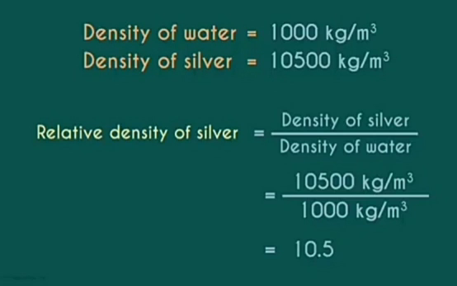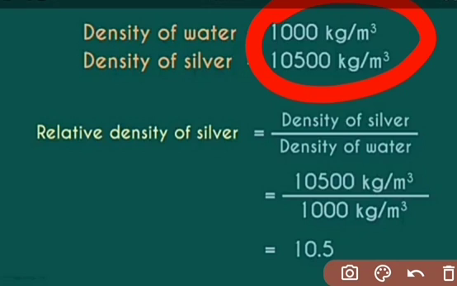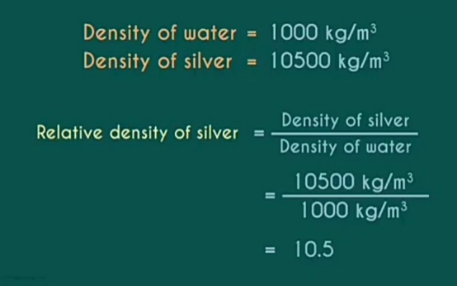Suppose I have to find the relative density of silver. So the density of water is equal to 1000 kg per meter cube and density of silver is equal to 10,500 kg per meter cube. Now the relative density of silver is the ratio of density of silver to the density of water. So by substituting these values we get 10,500 kg per meter cube by 1000 kg per meter cube, which gives 10.5.